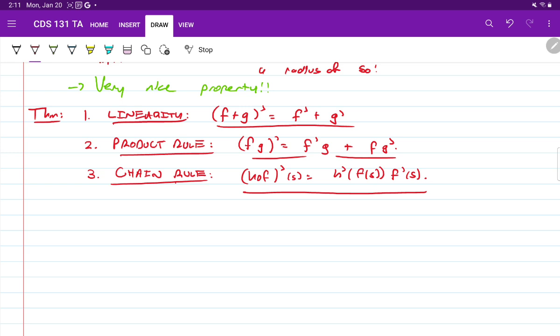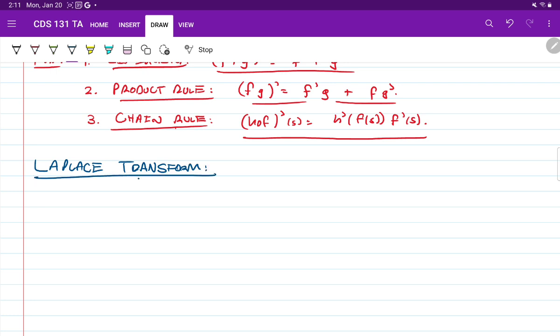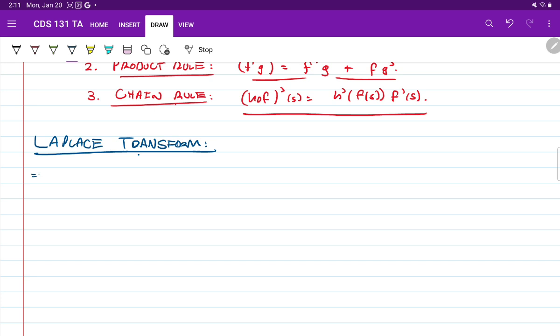All right, so now that we've reviewed some very basic terminology in complex analysis, let's go ahead and take a look at the Laplace transform. So next up, what we have is the Laplace transform. Okay, very cool. So here's the basic idea.